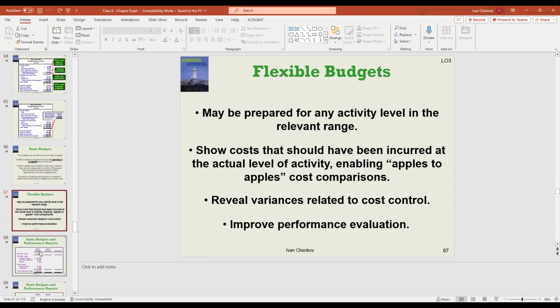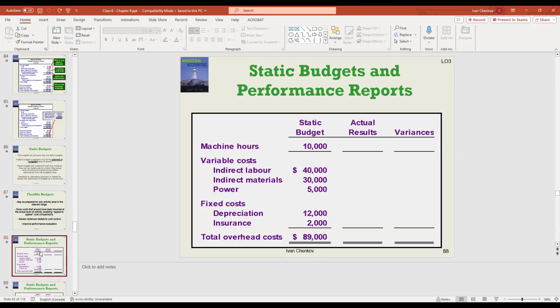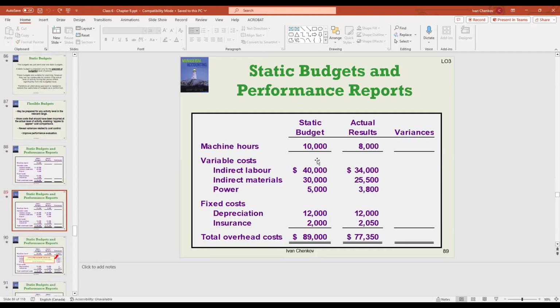How are we going to move to the flexible budget? Well, let's see. Here we have the static budget, which is for 10,000 hours. Variable cost is 40,000, indirect materials is 30,000, power 5,000, those are variable costs. Fixed cost is fixed cost. Actual results are 8,000 hours. Obviously, if the machine hours are budgeted for 10,000, that is the cost. But if you use the machine fewer hours than planned, obviously the cost will be lower.